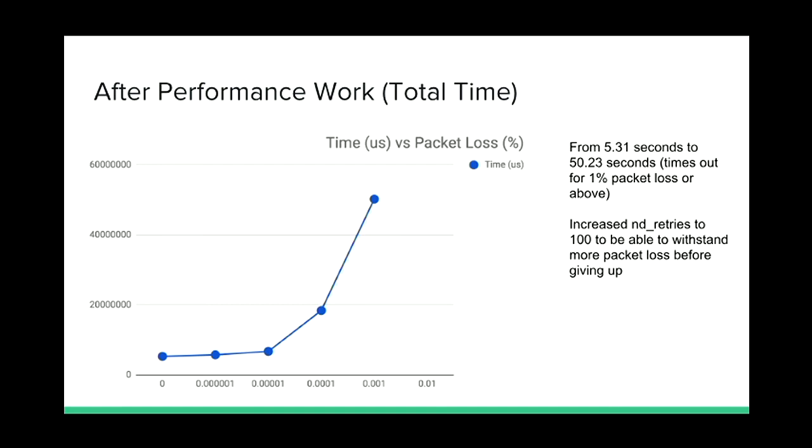And then, like I said before, I increased ND retries. It didn't really matter, because you're not losing that many packets at this point. I think I wrote it down somewhere, but it's a little bit over 600,000 packets in a gigabyte with a 1500 MTU. So there's 2 gigabytes, so it's just not that many packets that you're going to be losing.